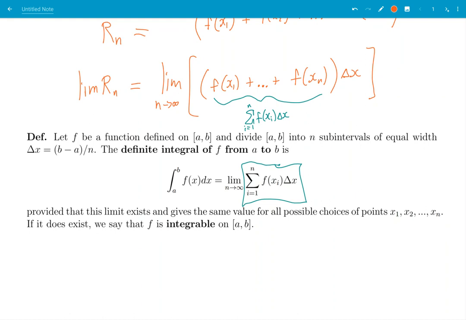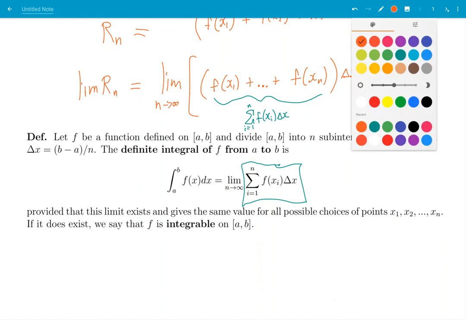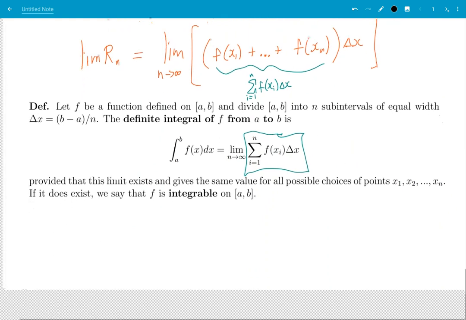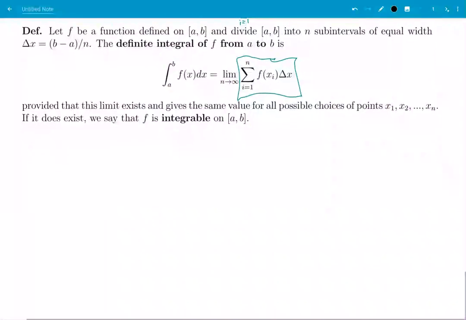Now, this was built up from area, but it is not always area. You'll say to yourself, well, this thing here is the same as the limit of Rn. But it's not quite area because, well, let's just make that as a note for now and then come back to it later.